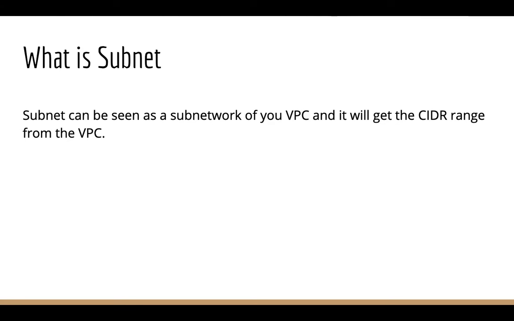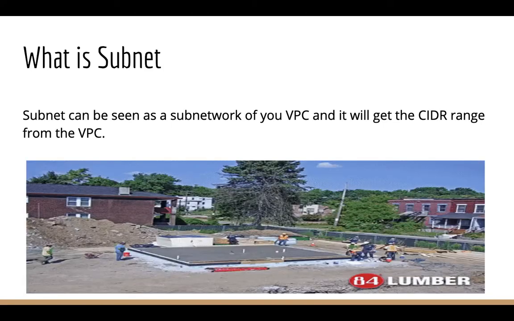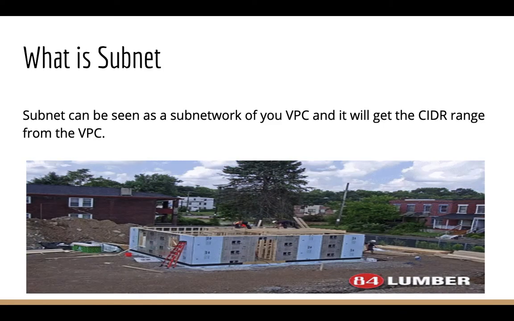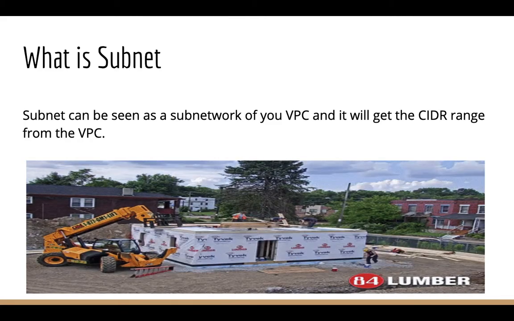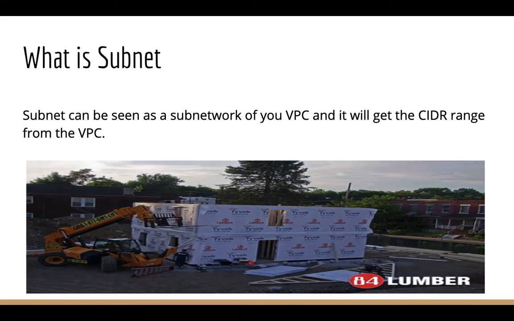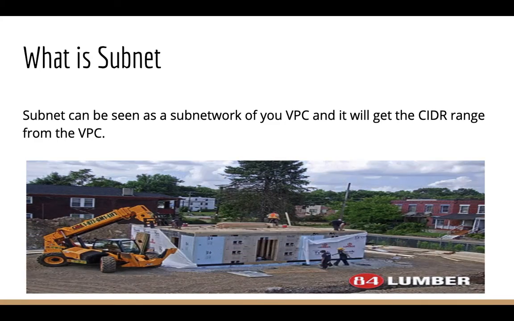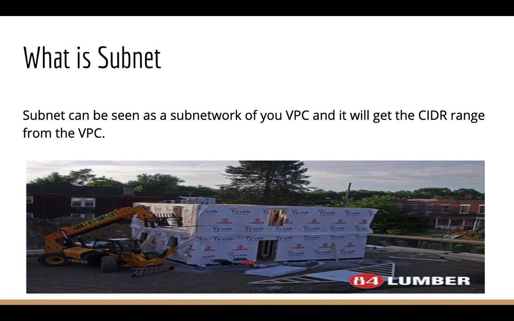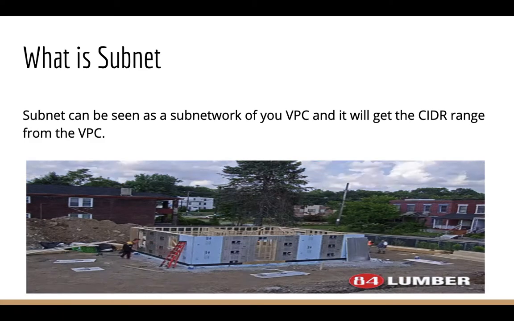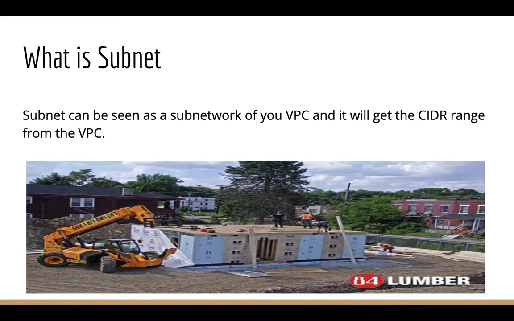I believe you have a question in your mind, what is Subnet? Subnet can be seen as a subnetwork of your AWS network, and it will get the CIDR range from the VPC. Let me give you one example. While building a home for yourself, you will create a room inside the house, right, where you actually live. Similarly, with an AWS network, you have to create a subnet where you actually deploy your resources. You can create one single subnet or multiple subnets inside the VPC.